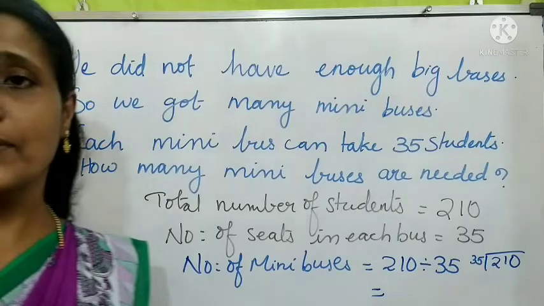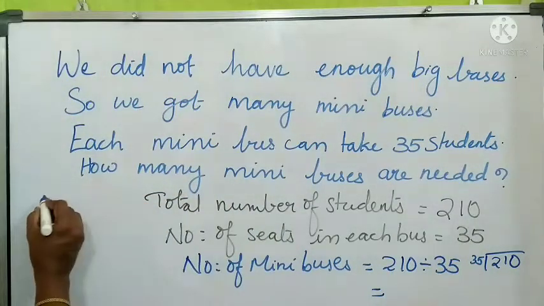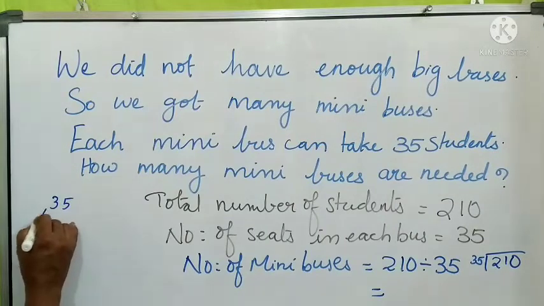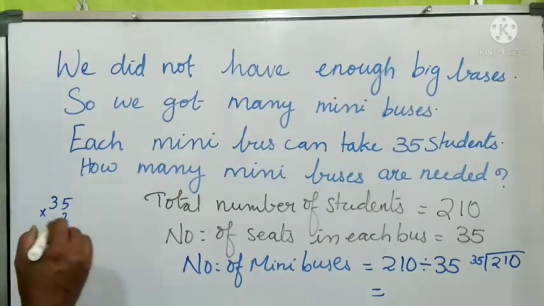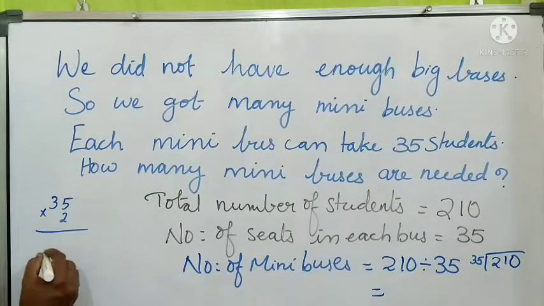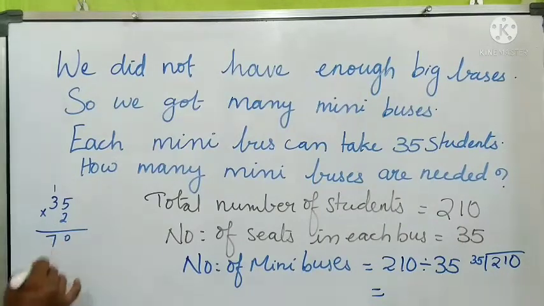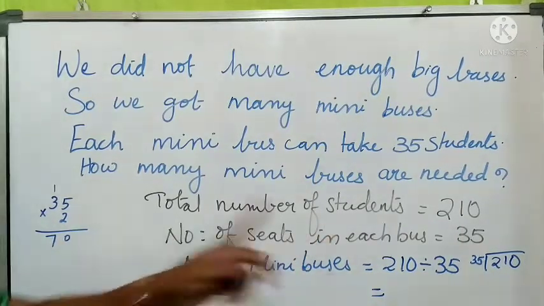No. Then what do we have to do? Yes, multiplying 35 into 1. We have to know. So 35 into 2. Yes, 5 2s are 10. Balance 1. 3 2s are 6 plus 1, 7. So 70. Not possible.